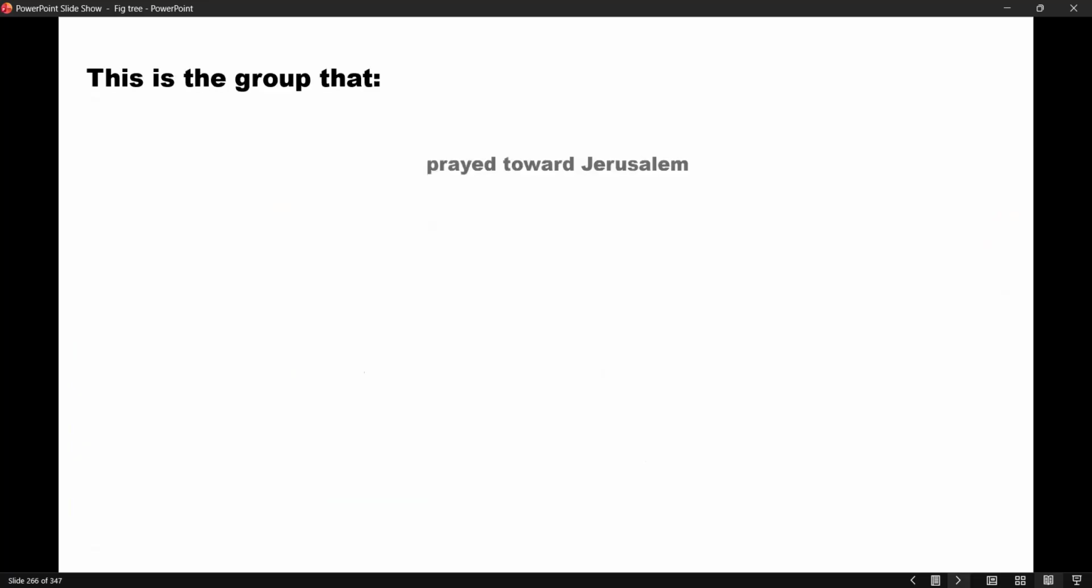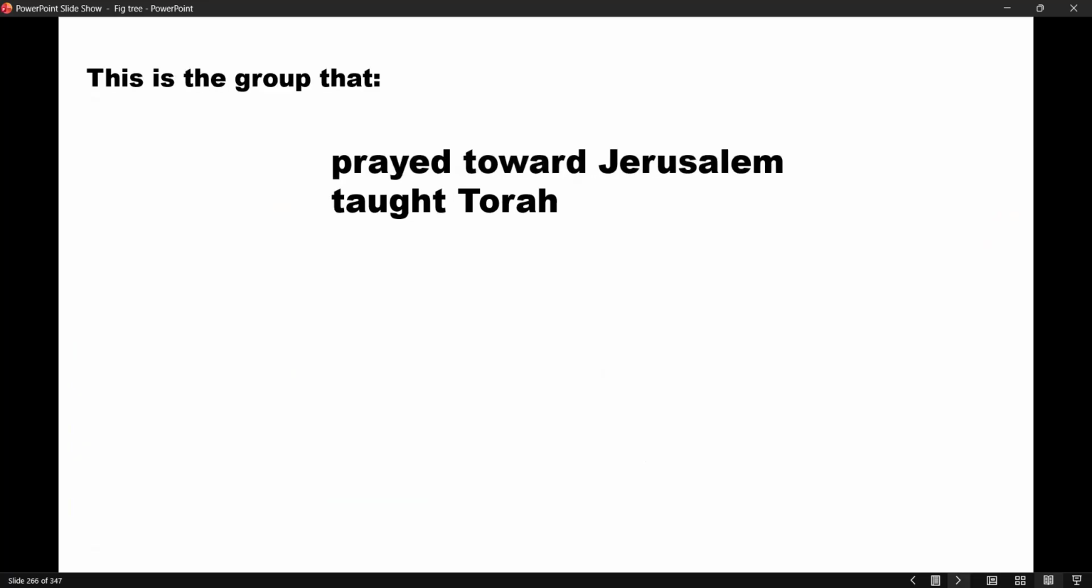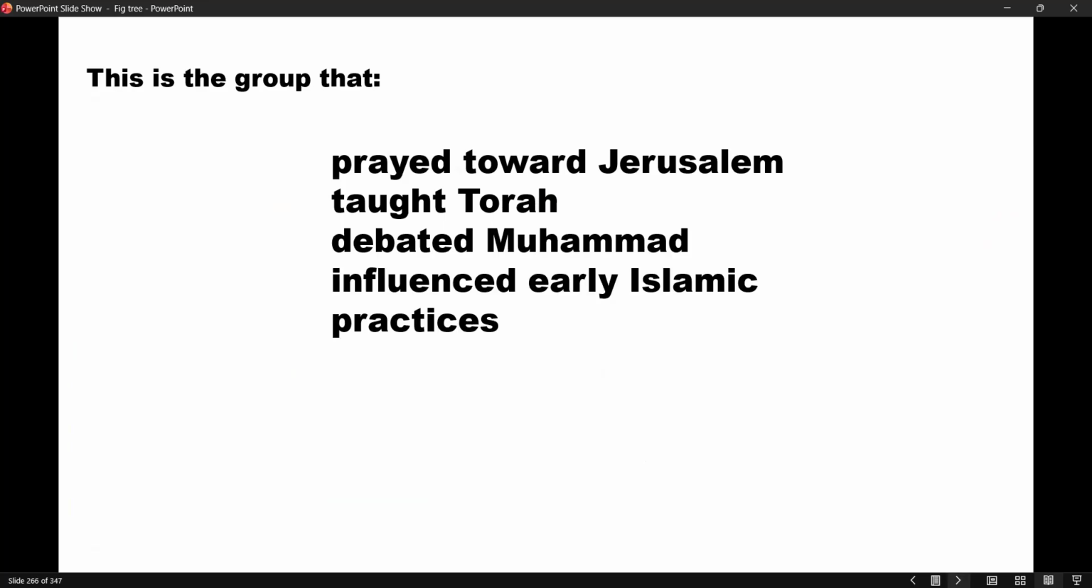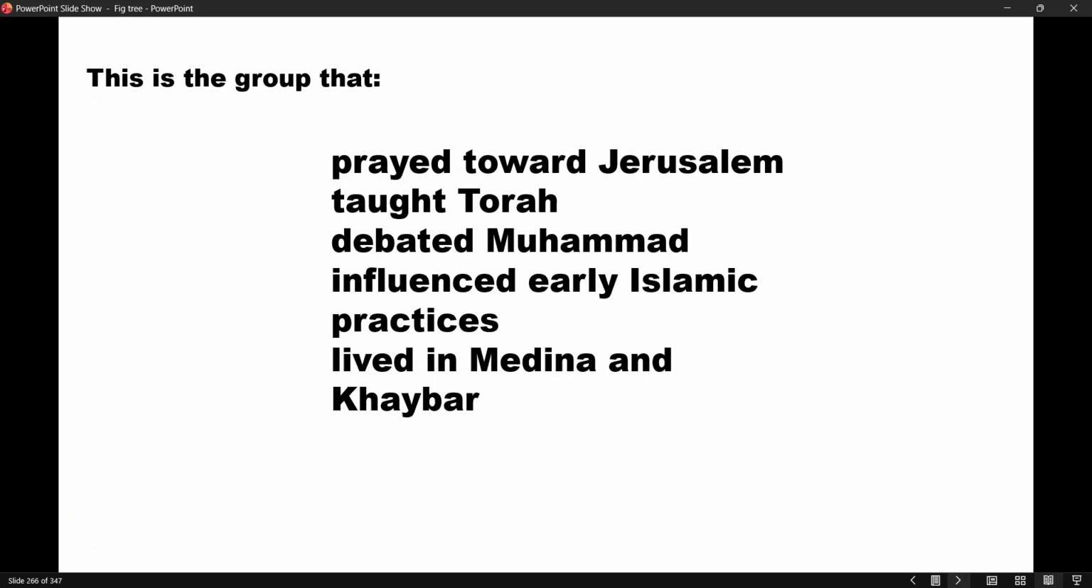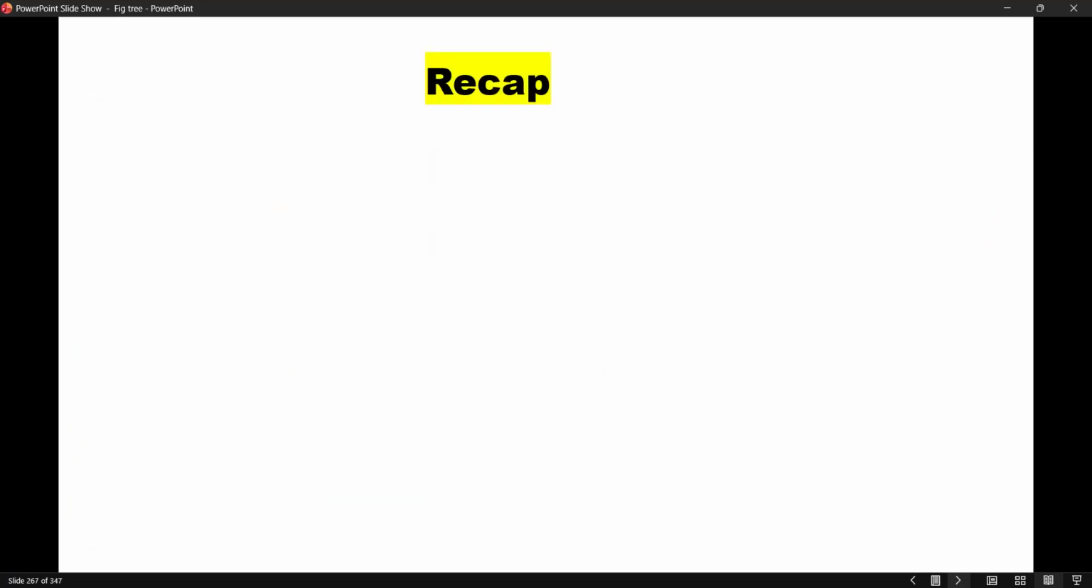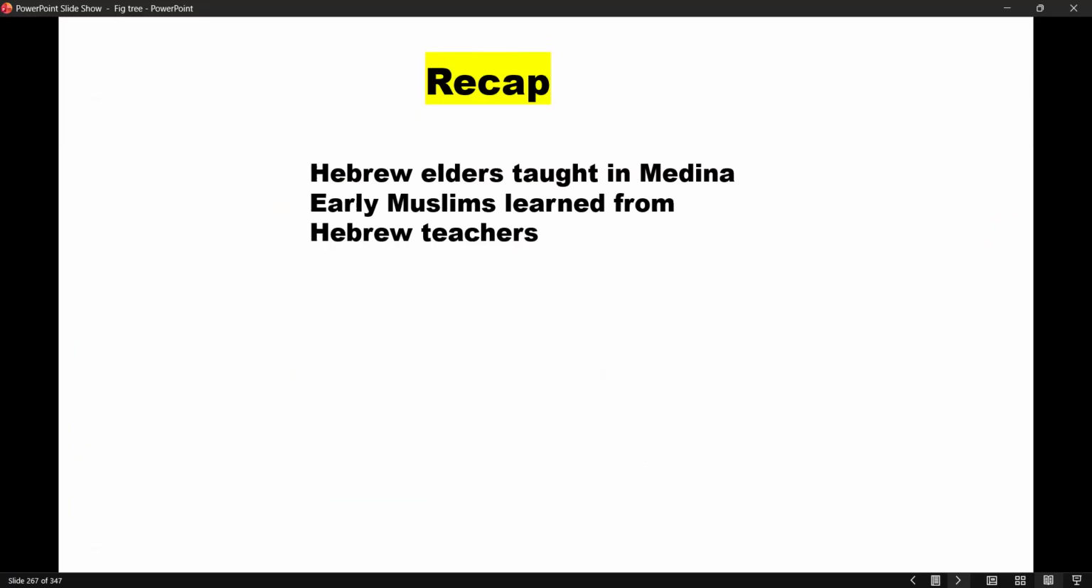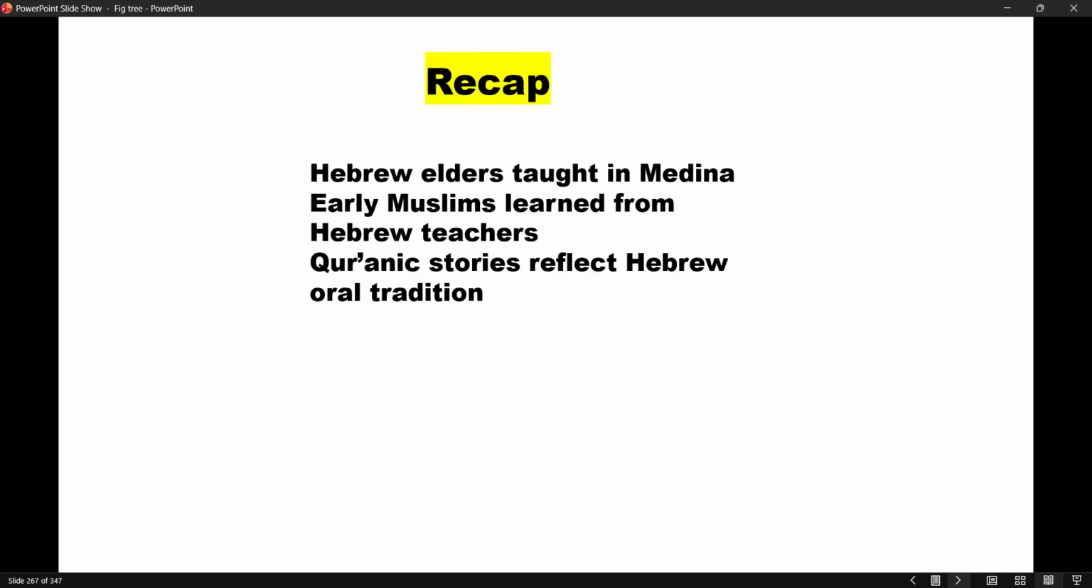So this is the group that prayed toward Jerusalem, taught Torah, debated Muhammad, influenced early Islamic practices, lived in Medina and Khaybar. Recap. Hebrew elders taught in Medina. Early Muslims learned from Hebrew teachers. Quranic stories reflect Hebrew oral tradition because they got Moses, they got Mashiach in it, and they call him Isa.